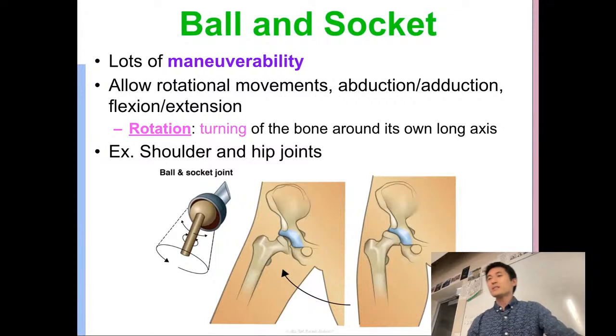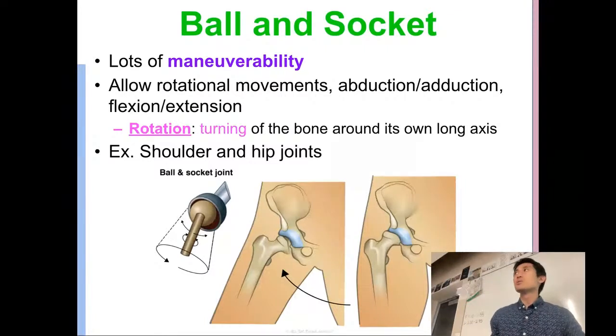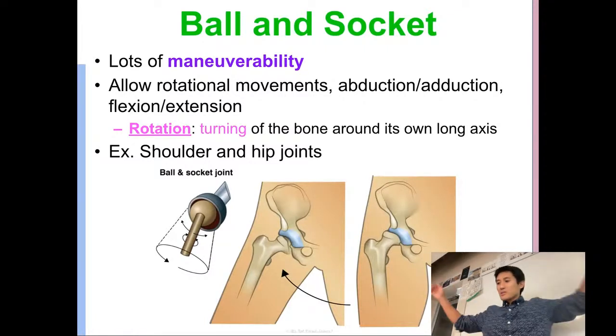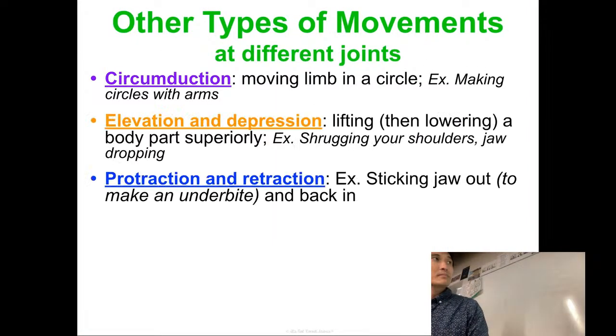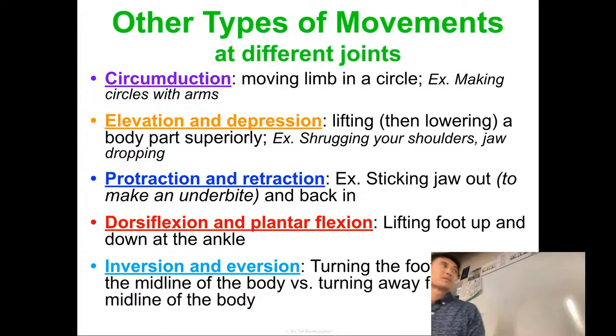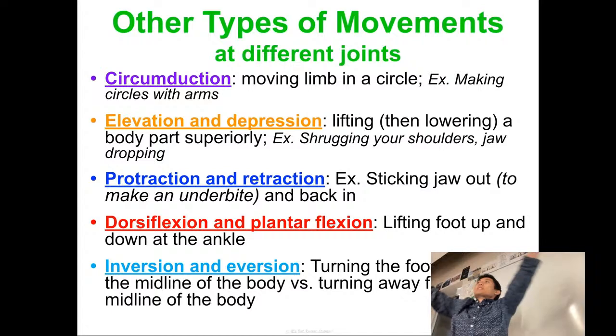Okay, so ball and socket allows you to rotate that joint. Okay, you can do your arm circles, rotation. Okay, what other movements did we miss? Rotation. Okay. Another name for rotation is circumduction. Circumduction is the same thing as rotation. Okay, moving it in a circle.